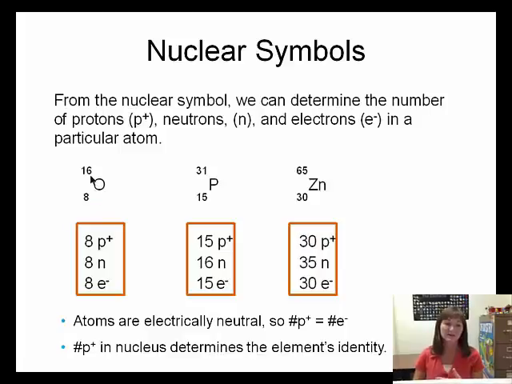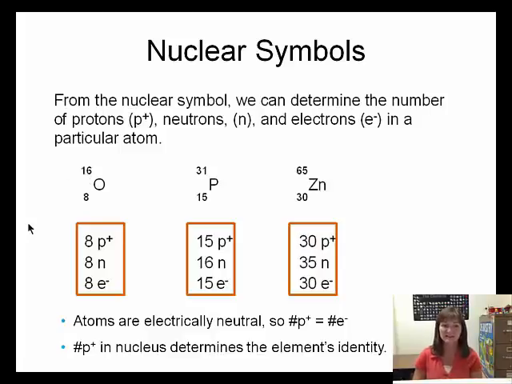Okay, so to answer how many protons and electrons there are, that's really easy. We just look at the lower left-hand number and we say there's 8 protons, 8 electrons. To determine the number of neutrons, we actually have to do a subtraction. Since the mass number is protons and neutrons, and the atomic number is just protons, if you subtract the atomic number from the mass number, that's going to give you the number of neutrons.